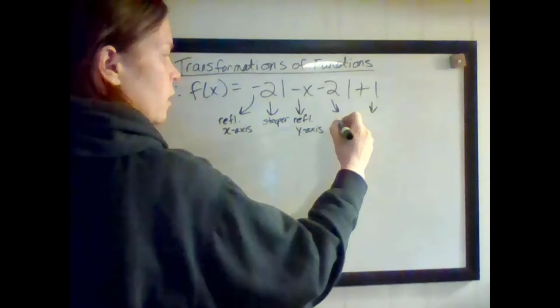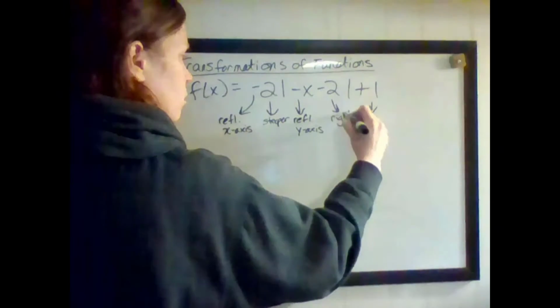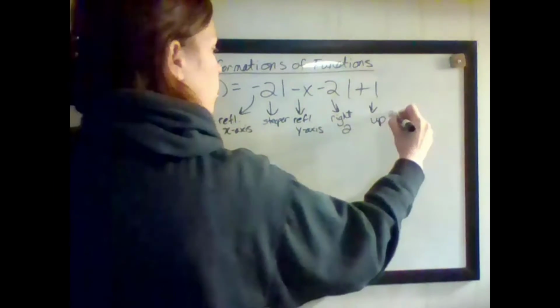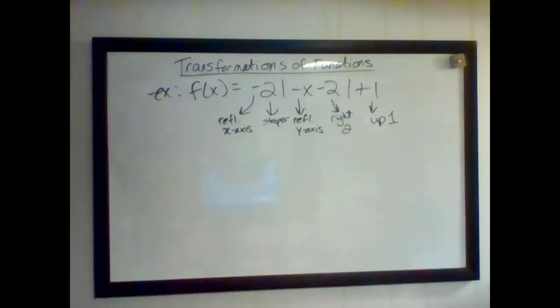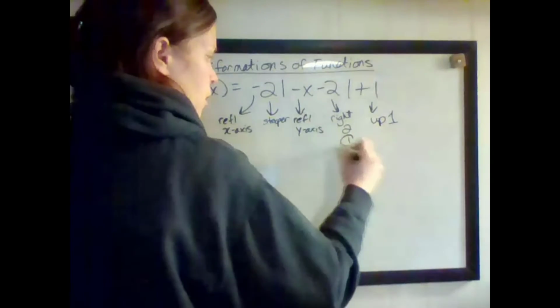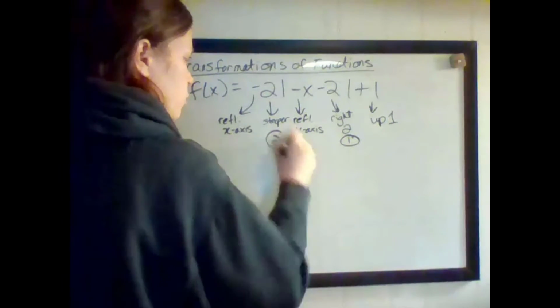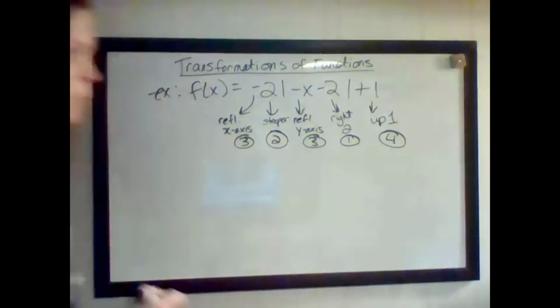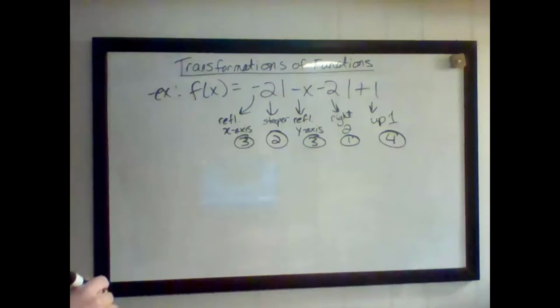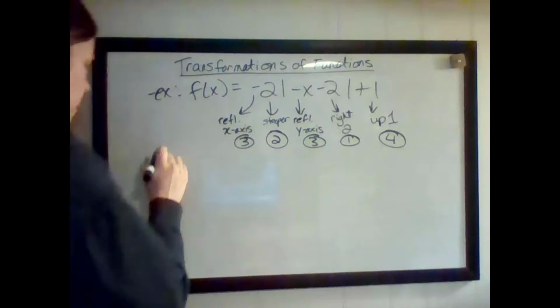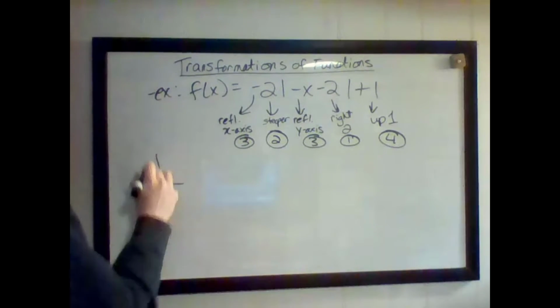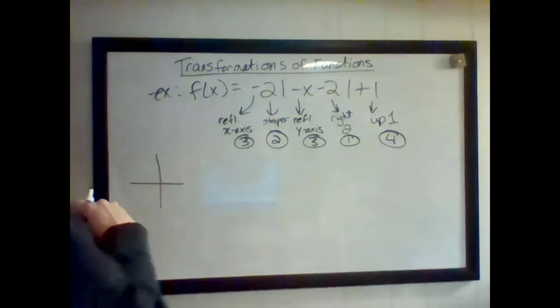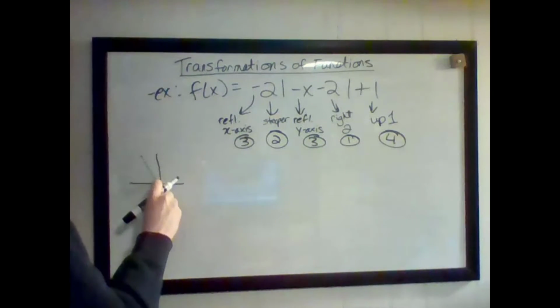Minus 2 here, that's going to be to the right 2. And then this one's going to be up 1. Okay, let's put some order to this. 1, 2, both of these are 3, step 4. So we've got every different type of transformation going on with this one. Okay, so first of all, regular absolute value is a V.